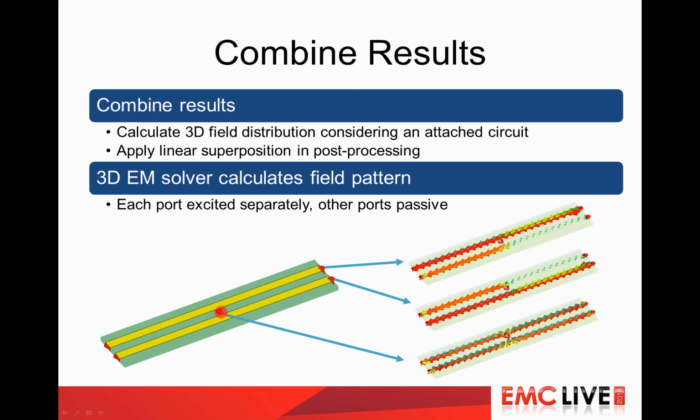This is how the current will look. And for example, if this port in the center is excited and the others are set to be passive, you will obtain this current distribution. So this is what the 3D solver basically saves in the background.